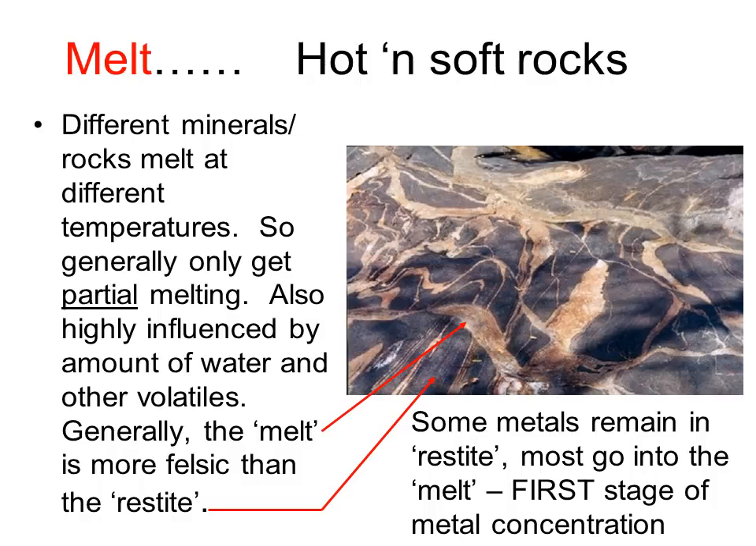Important for us, certain metals remain in the restite, and other metals prefer to separate into the felsic melt, which is generally less dense than the restite. This provides a mechanism that allows the first step towards concentrating metals to potentially economic grades. Gold, for example, usually partitions into the melt. So if a gold-bearing rock is partially melted to produce 20% melt by volume, that melt will be enriched 5 times in gold.